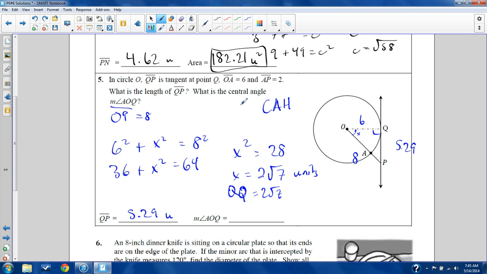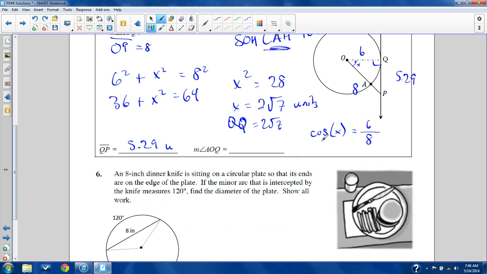That matches with CAH in SOHCAHTOA. So I want to use CAH. I want to use cosine. The cosine of my angle, x, equals 6 over 8. Adjacent over hypotenuse. Okay? To solve for x, you need to find the inverse of the cosine of x. That's taking the inverse cosine on both sides. And you'll get that x equals the inverse cosine of 6 over 8. I think I put 3 over 4 in your answer sheet. I just simplified the value.